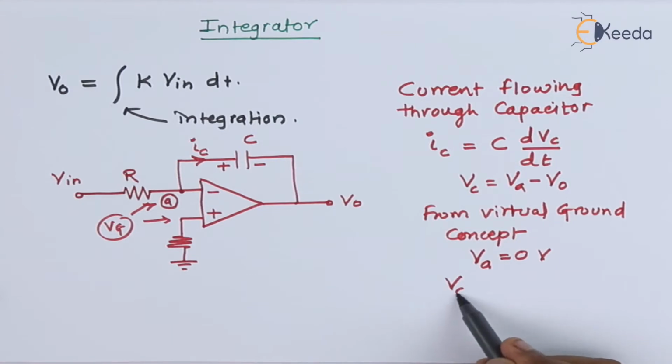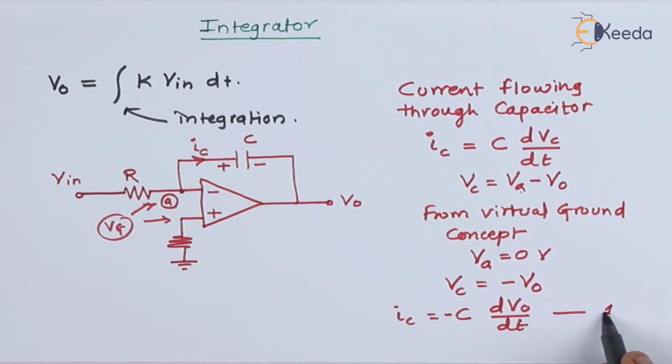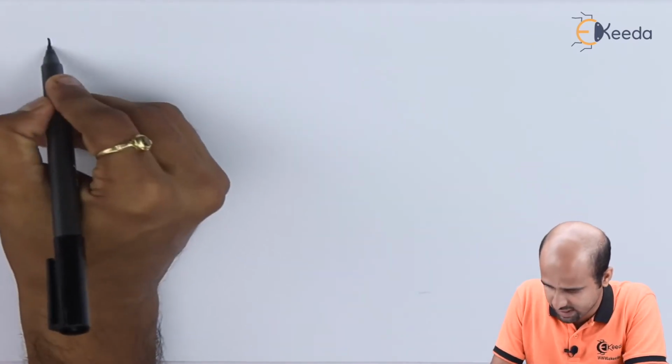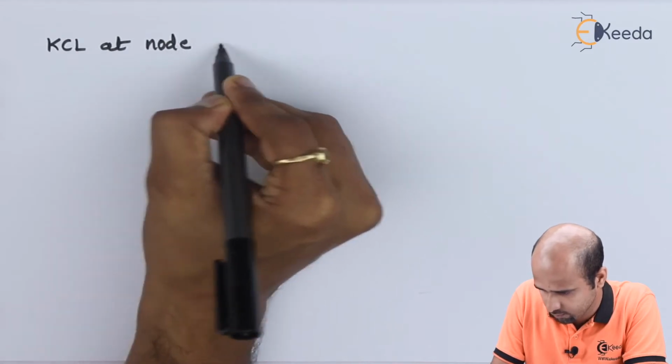So your value VC will become VA, putting 0, you will get minus VO. And then we can easily say that this IC will become C into dVO divided by dt into a minus sign. We will take this as equation number 1. And now we will apply KCL at node A.